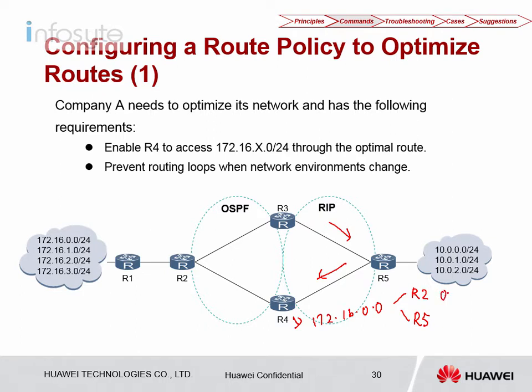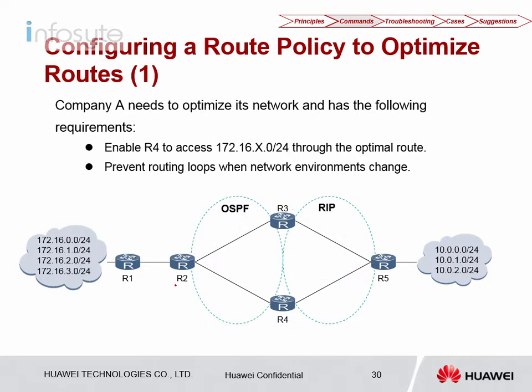Now R2 is running on OSPF. R5 is running on RIP. But this is an external route, a type 5. And since this is a type 5, we have a preference of 150 and RIP is 100. So at the end of the day, R4 is going to go for R5, R3, then to R2. So this will be a suboptimum route.